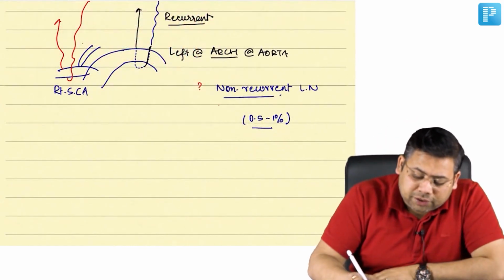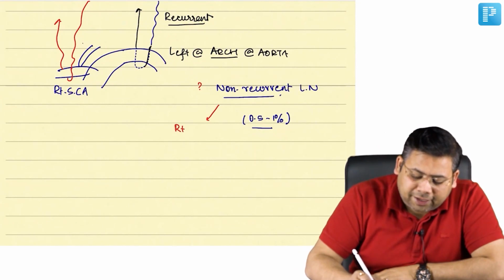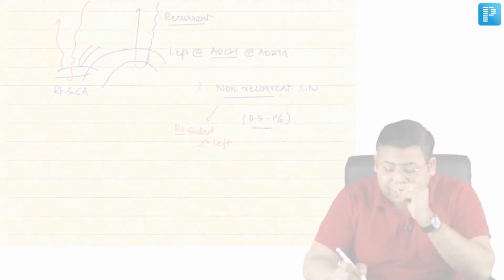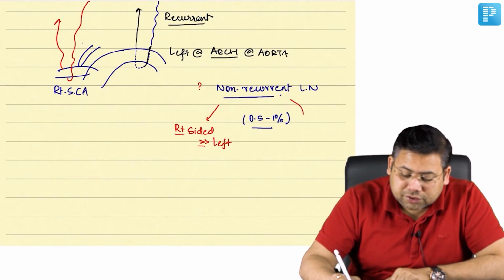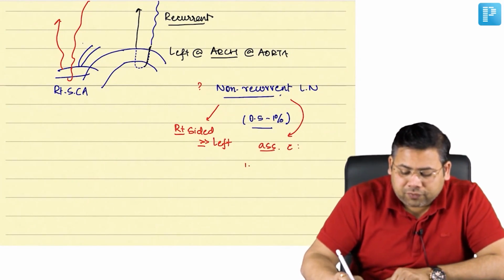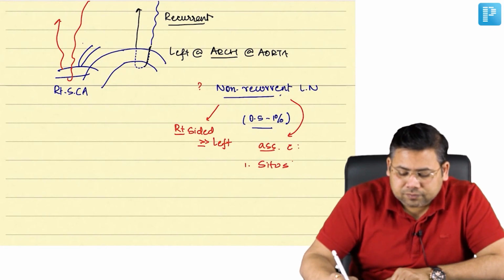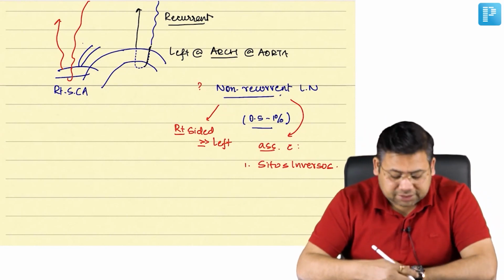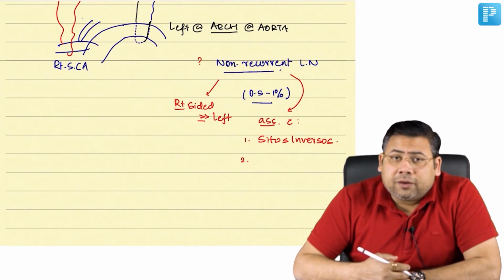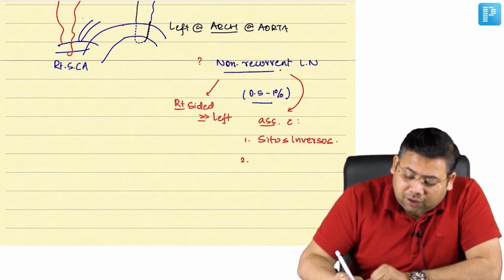So when can you see it? First of all, right-sided non-recurrence is more common than left. Point number one. The second is, what are the associations? It can be associated with, point number one, situs inversus. Second, it could be associated with Arteria Lusoria.